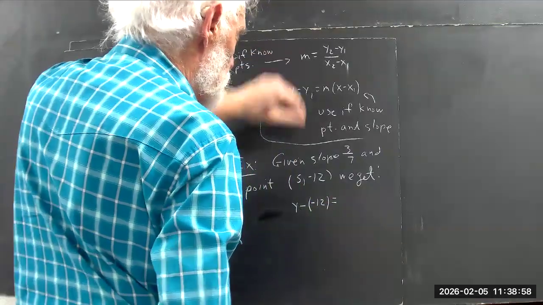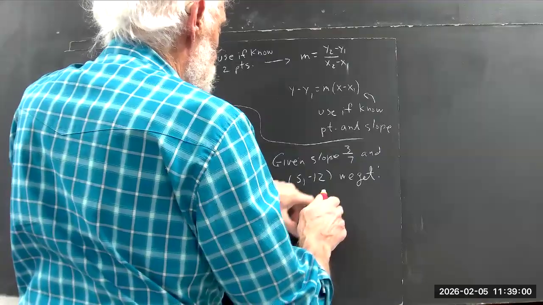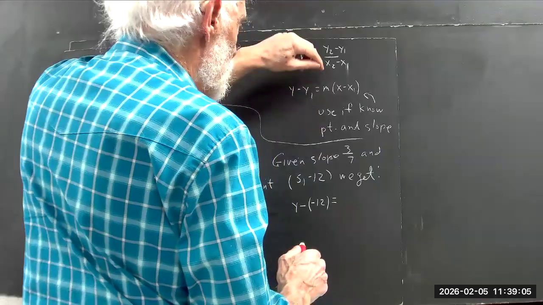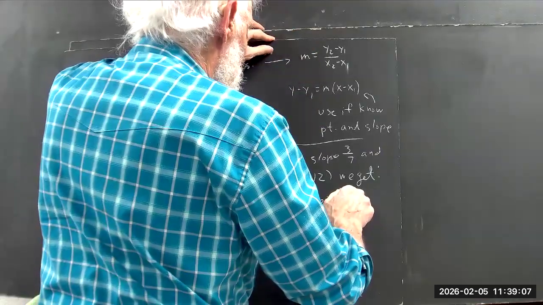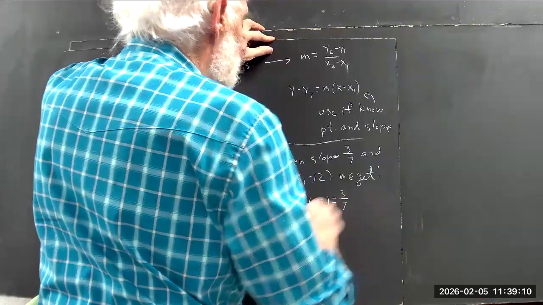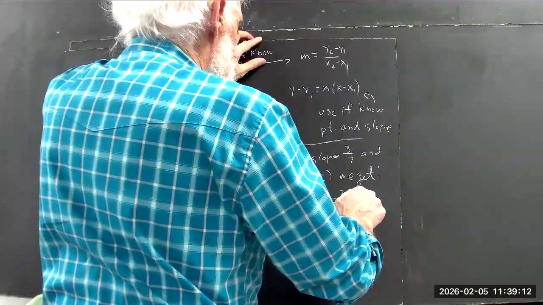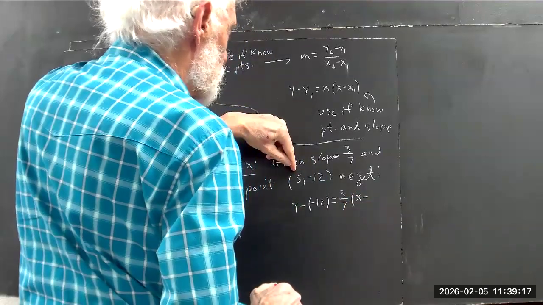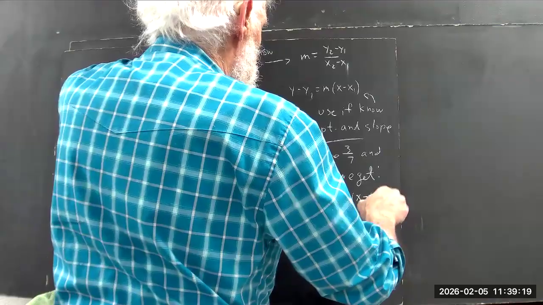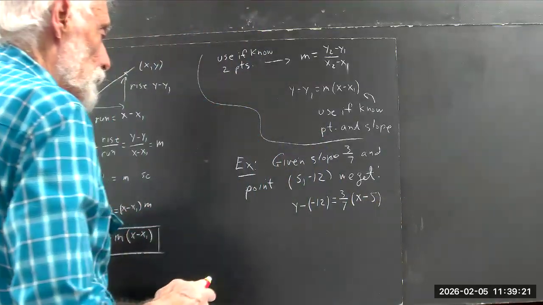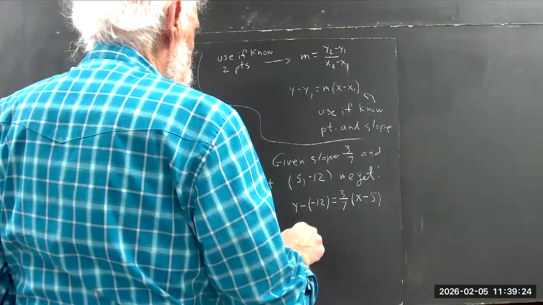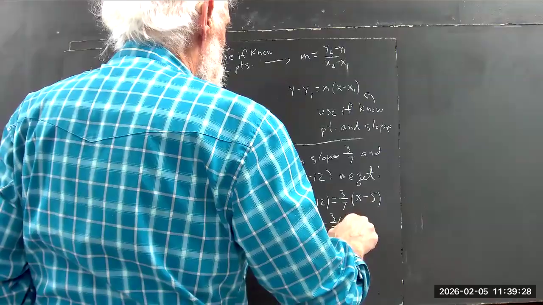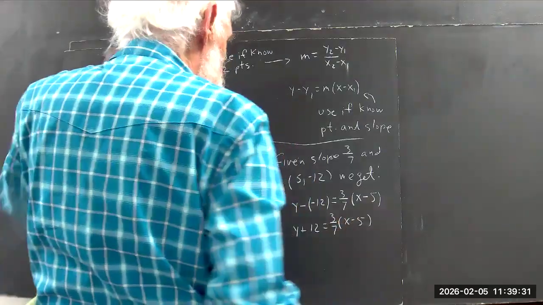So instead of writing y minus y1, we write y minus -12 equals m times x minus x1. M is the slope, so on the right-hand side we write the slope m first. That's 3/7, and that's multiplied by x minus x1. X1 is the x coordinate of the point we're given, so we have x minus 5. This becomes y plus 12 equals 3/7 of x minus 5.